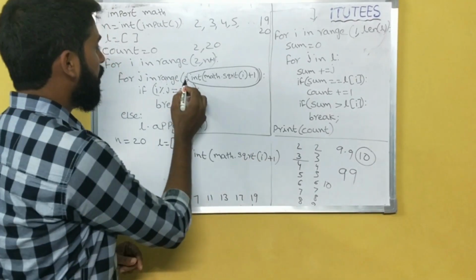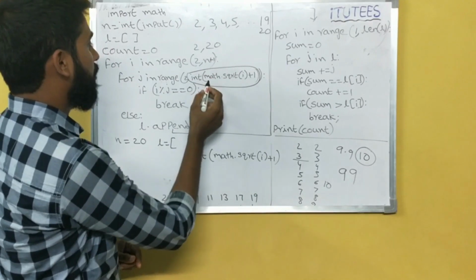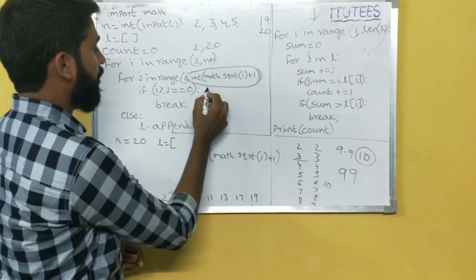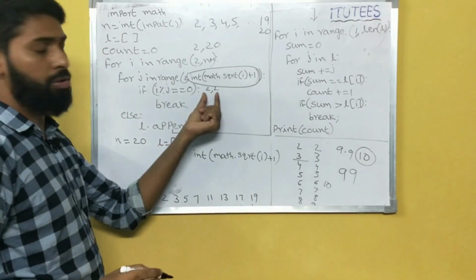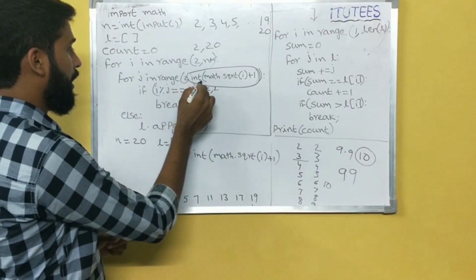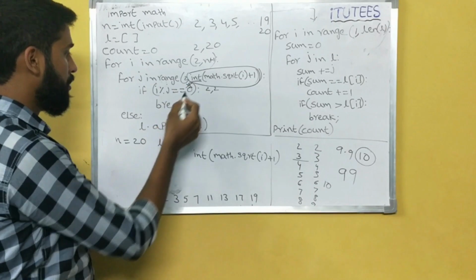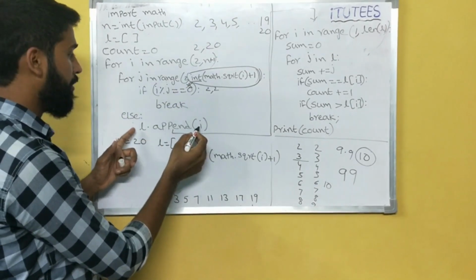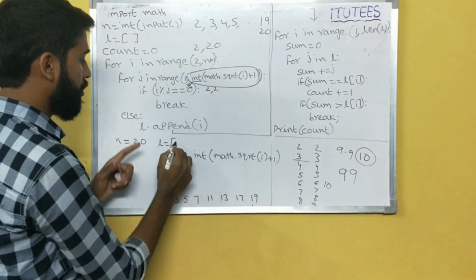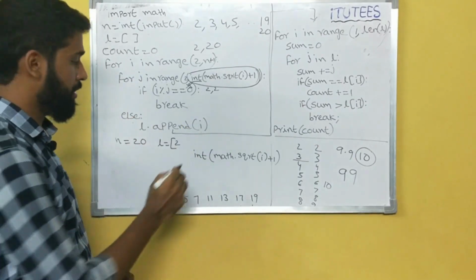So that means 2 comma, here, what is the i value? 1. So that means 2. The range of 2 to 2 means we don't enter into the loop. So we execute this else block: L dot append of i. What is the i value? 2. So 2 is appended to the list.